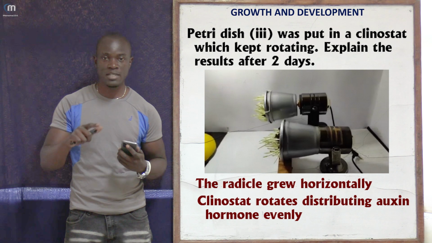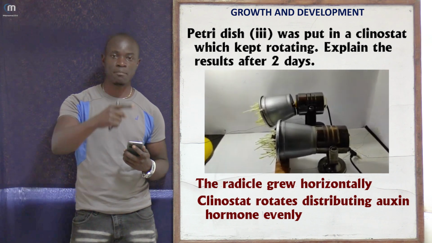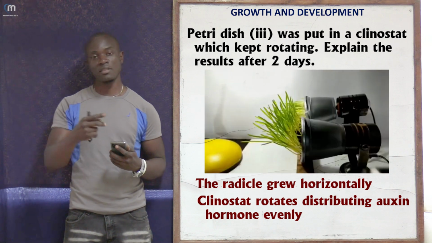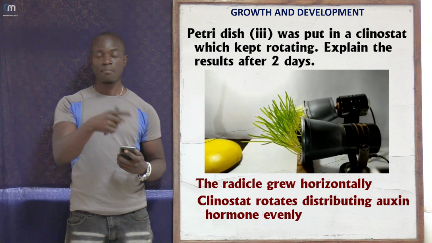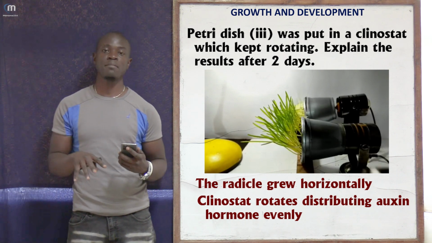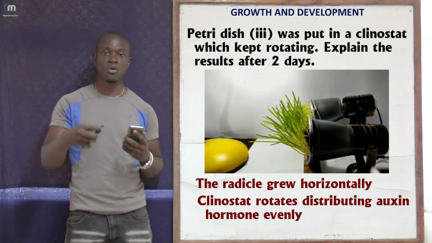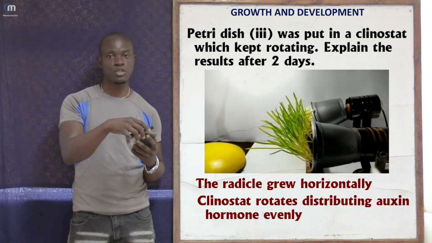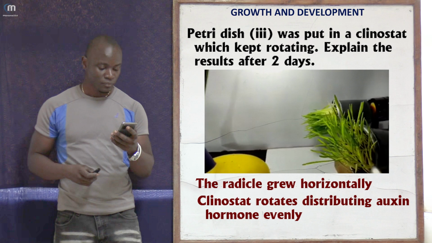Now for the Clinostat, as it rotates, it evenly distributes the auxin within the plant. That is why this plant is going to grow only horizontally in the Clinostat. But for the control experiment, the Clinostat is not rotating, so auxins are going to come on the lower side for the shoot, and then the shoots are going to grow faster, facing upwards.